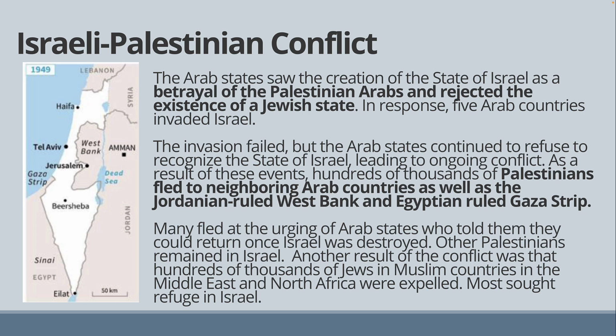So these 5 Arab countries began to invade Israel. As you see here, the invasion failed, but there was continued conflict in this area, and because of that, thousands of Palestinians had to flee to neighboring countries, as you see here along this area: Syria, Jordan, especially in the West Bank here, and the Gaza Strip, which was controlled by Egypt.